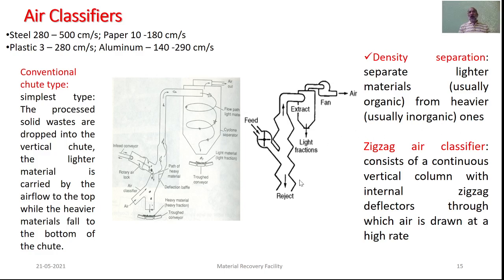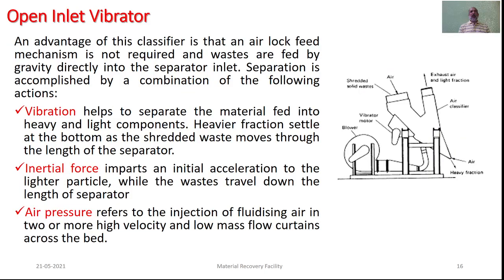We can make use of certain zigzag air classifiers. Because of the inertia, material would simply impinge on that particular surface, and because of losing momentum, it will get separated out of the stream. Also, we can make use of such an open inlet vibrator, which involves simultaneously vibration, inertial force as well as air pressure in order to facilitate the separation.